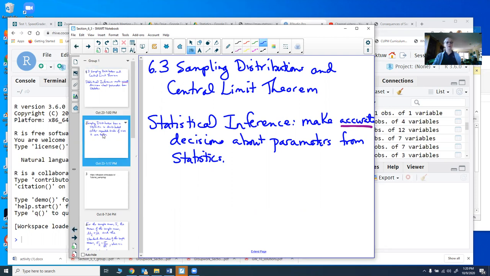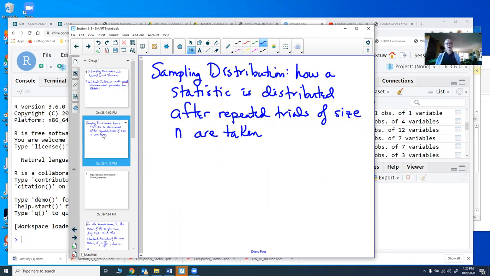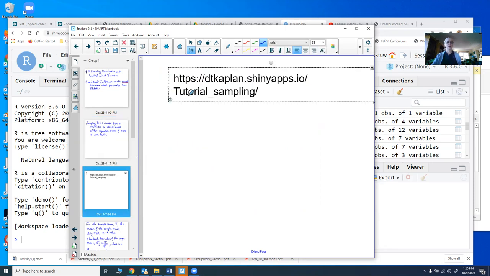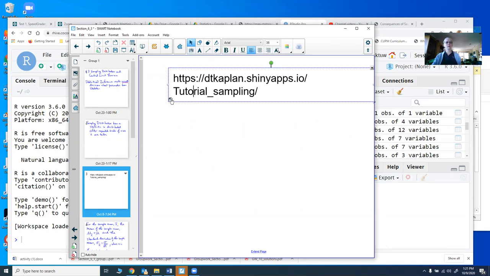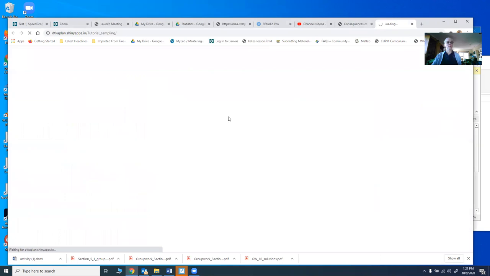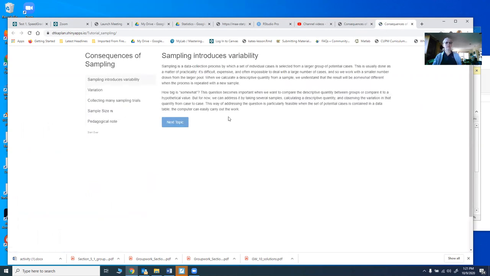In order to do that, we need something called a sampling distribution. A sampling distribution is how that statistic is distributed after repeated trials of size N are taken. And that's like, what is that? So what I want to do is show you what that means. So we're going to go ahead and get into this website. There we go. Okay. In this website, it's going to show us how to look at what that means.